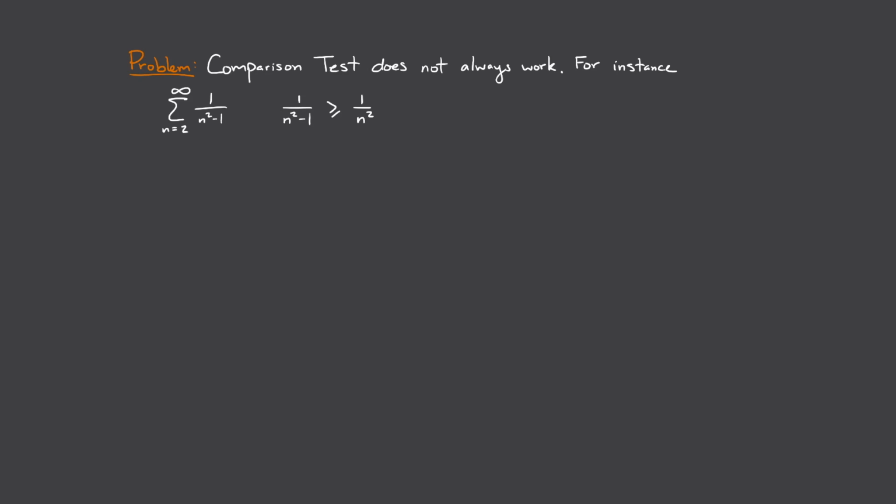Now, what do we know about the sum of 1 over n squared? Well, we know that it's a convergent p-series. And so, we found a series that's smaller than the series we were given that converges. And so, the comparison test tells us absolutely nothing. Remember, we need either a smaller series that diverges or a bigger series that converges.